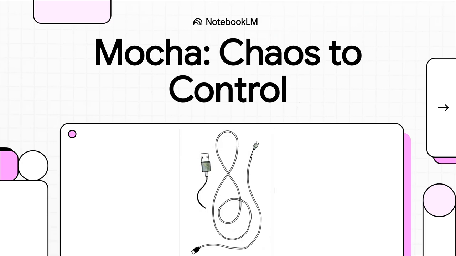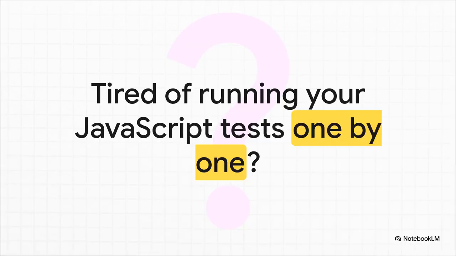Welcome to the Explainer. Today, we're going to talk about how to tame those messy JavaScript tests using a really powerful framework called Mocha. We're going to go from total chaos to a clean, automated workflow. I mean, we've all been there, right? Your project starts growing, you've got a bunch of tests, but running them one by one just feels clunky and super disorganized. If your test suite is getting messy, you know exactly what I'm talking about. You just need a better system.